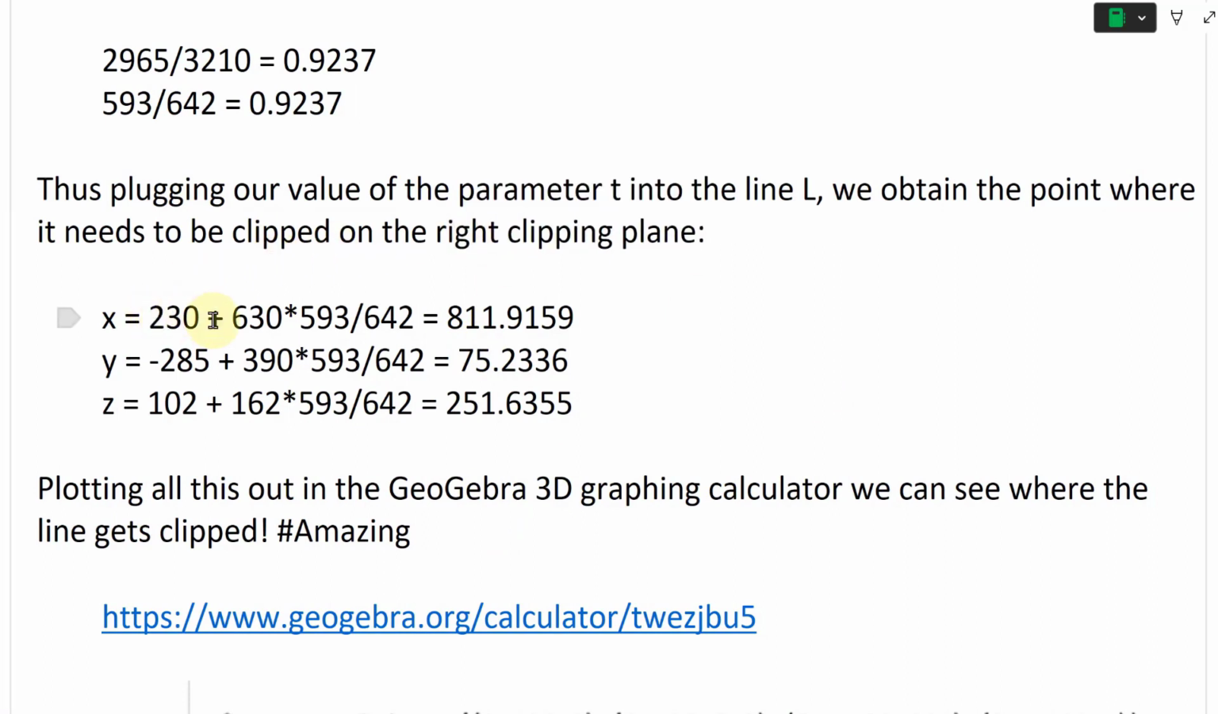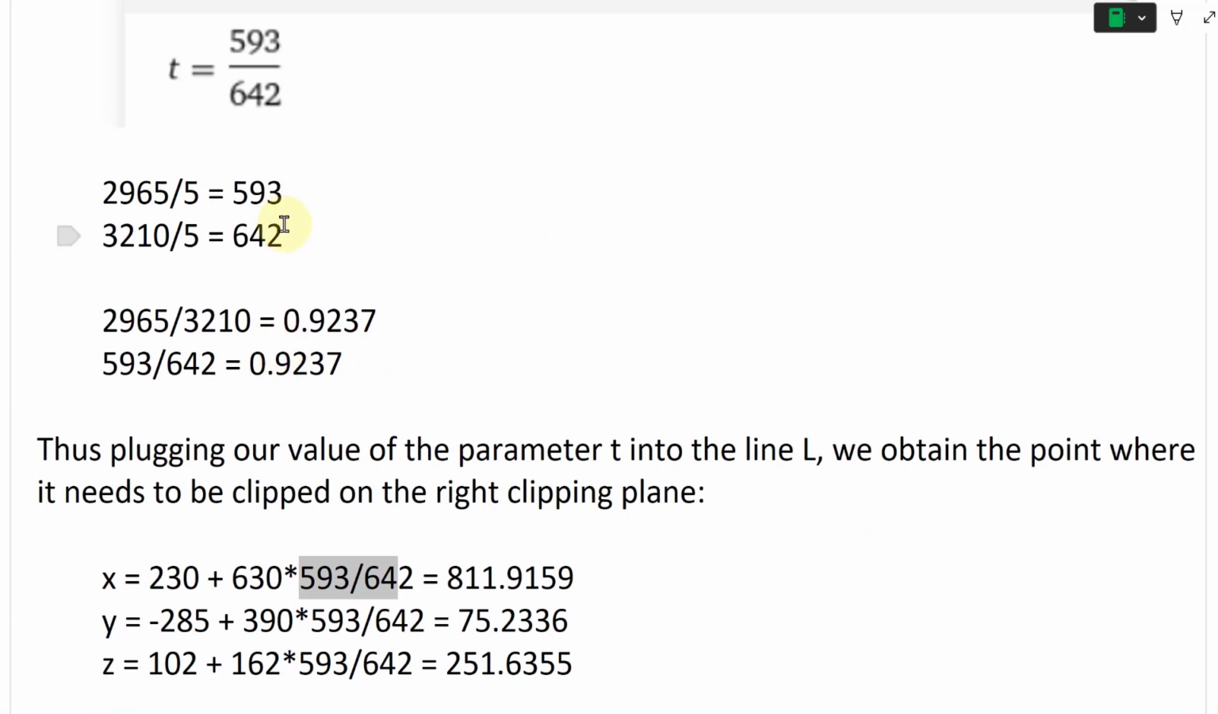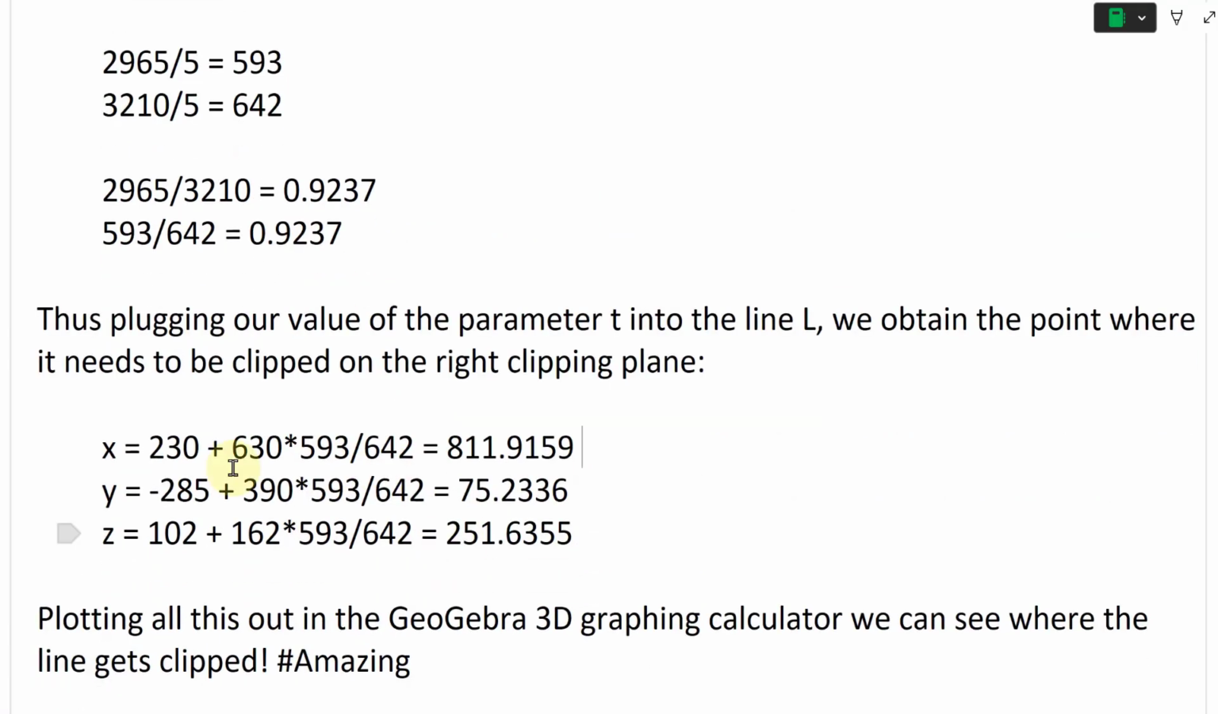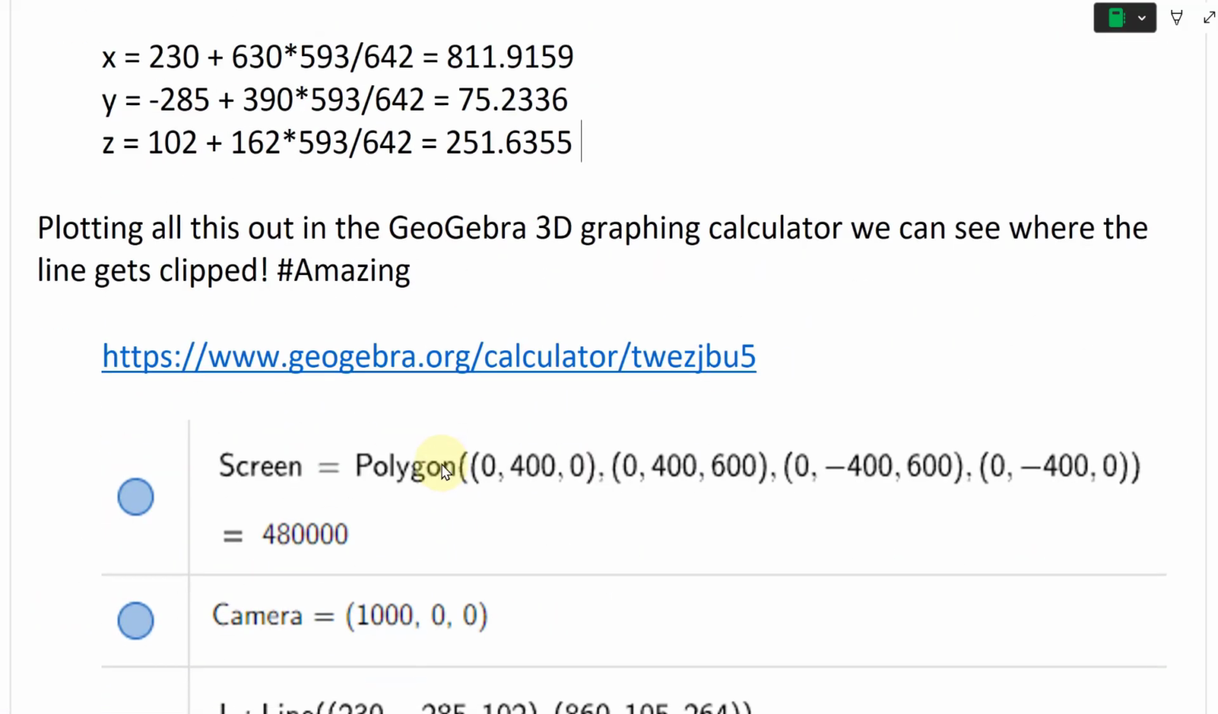So if you plug in the line, so 230 plus 630 times t, so replace it with 593 divided by 642, just simplified over there. And so we get these points. Press space. And the next one is going to be 75, etc. Again, built-in calculator. And the next one is for the line 251. Alright, so plotting all this out in the GeoGebra 3D graphing calculator, we can see where the lines get clipped.